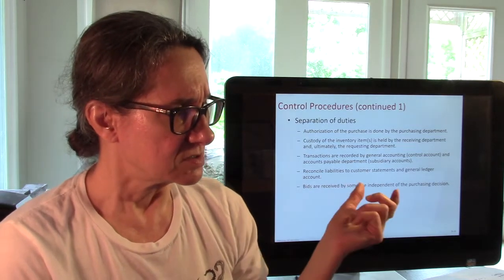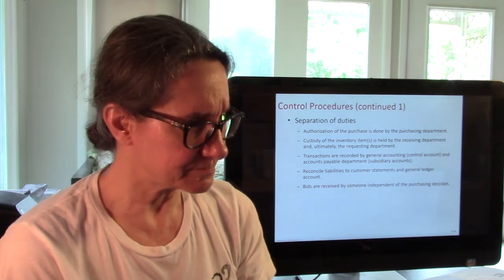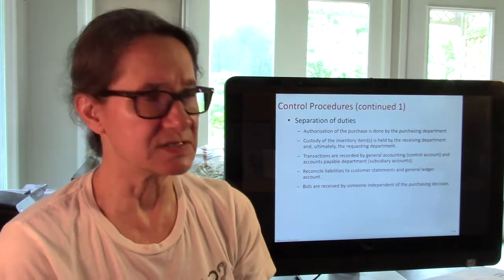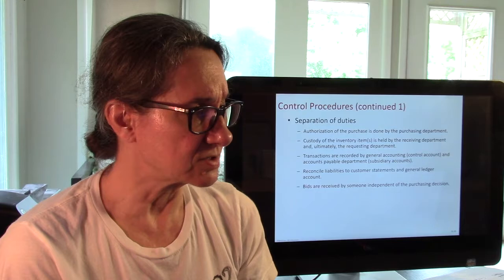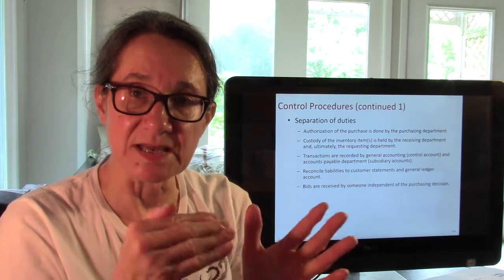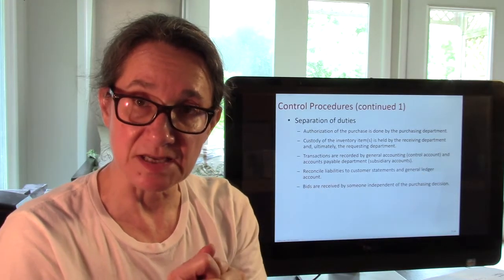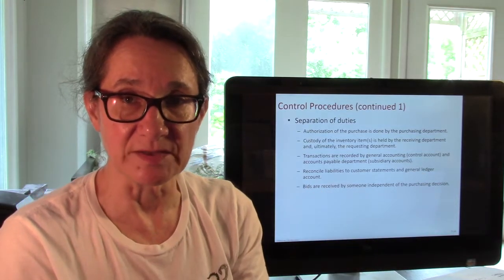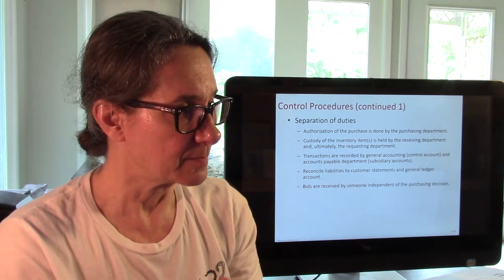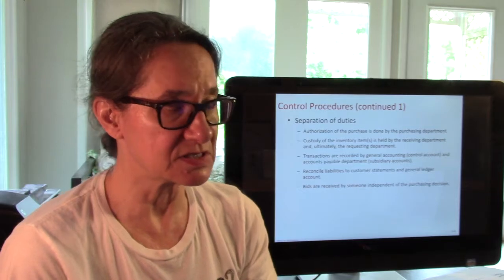Of course, somebody at your client should be reconciling liabilities to the statements and the ledger account. So we should be getting statements that say how much we owe, right? It should match with what the subledger says. Somebody should be verifying all this at your client. And bids are received by somebody independent of the purchase decision.